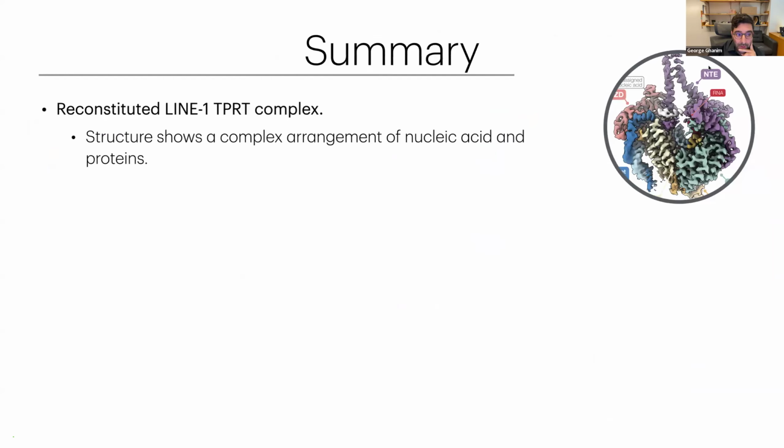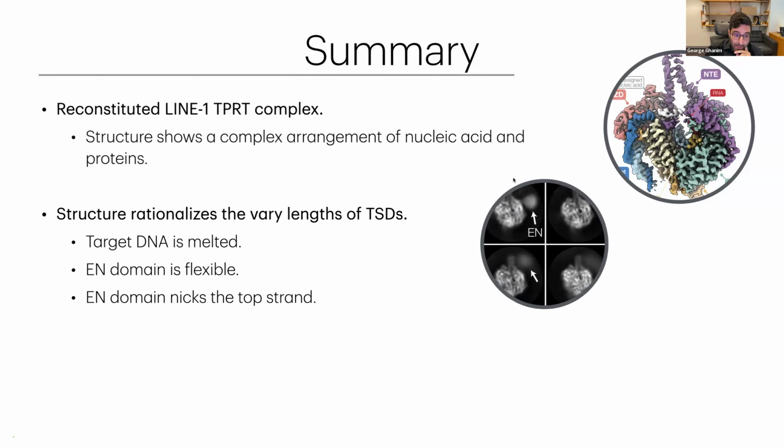Okay, so overall, we reconstituted the LINE-1 TPRT complex, and our reconstructions show a sophisticated and complex arrangement of nucleic acids and proteins. The structure rationalizes several features of retrotransposition, namely the varying lengths of the target site duplications. We find that the target DNA is melted, the endonuclease domain is flexible, and that, importantly, the endonuclease domain is nicking the top strand. So it seems very likely that ORF2p is or will complete that retrotransposition process.